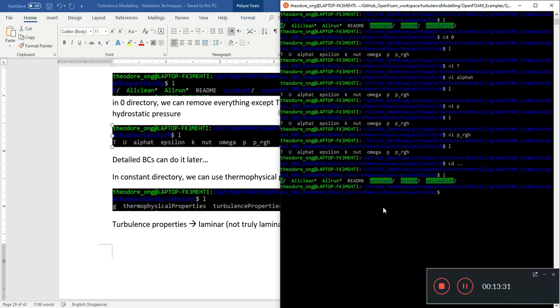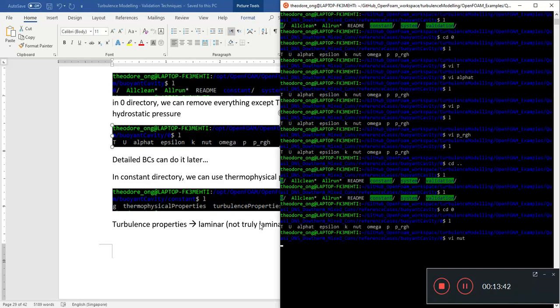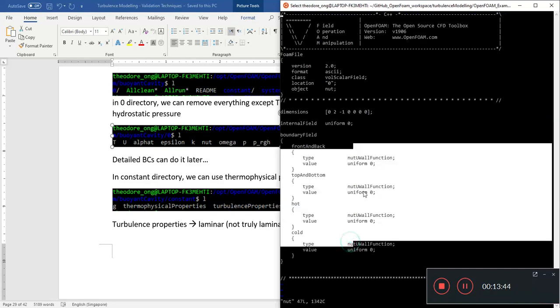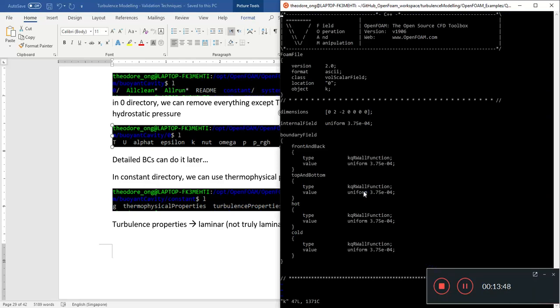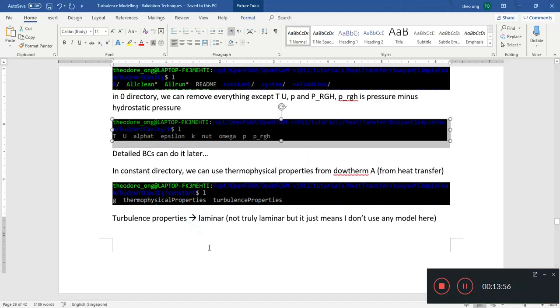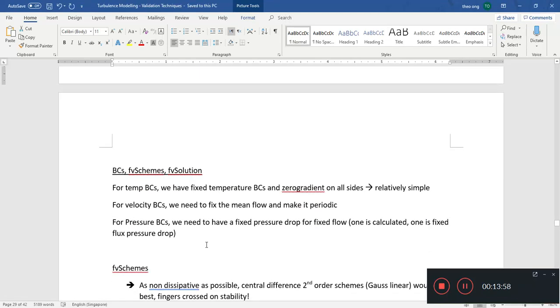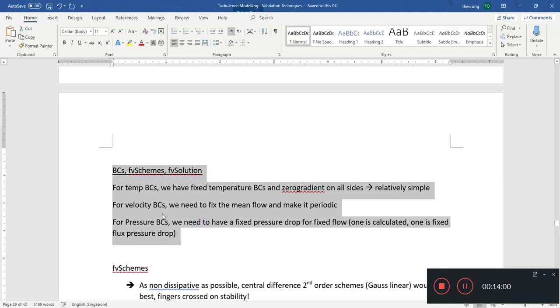For these boundary conditions, you use a wall function for alpha. Your K and epsilon will have certain wall functions as well. If you take a look at nuT, you have a nuT wall function here, and if you look at the K, you have a K wall function here. These things you can just copy and paste. And for the rest of the boundaries, of course, you have cyclic. So these are the boundary conditions.